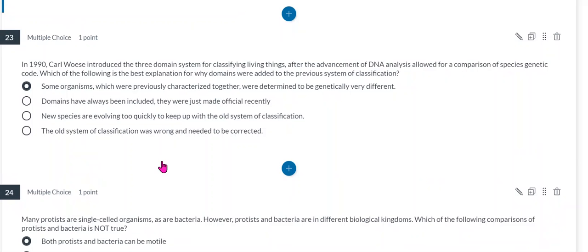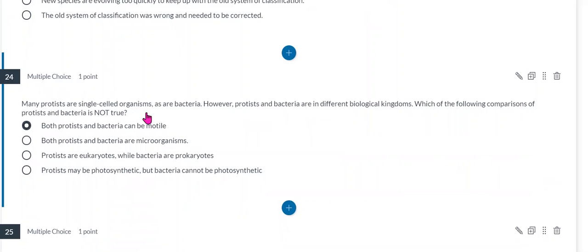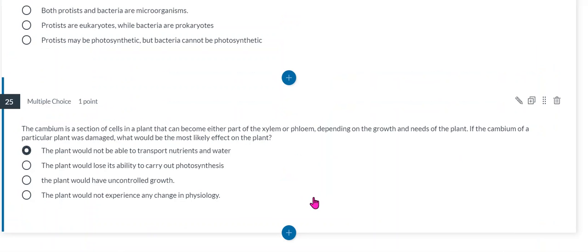Now, question number 23, we're talking about how we added the domain to the classification system. Which of the following is the best explanation for why domains are added to the previous system of classification? Some organisms which were previously characterized together were determined to be genetically very different. So even though the appearance is the same, they are genetically different. All right, many protists are single-cell organisms, however protists and bacteria are different biological kingdoms. Which of the following comparisons of protists and bacteria is not true? Both protists and bacteria can be motile.